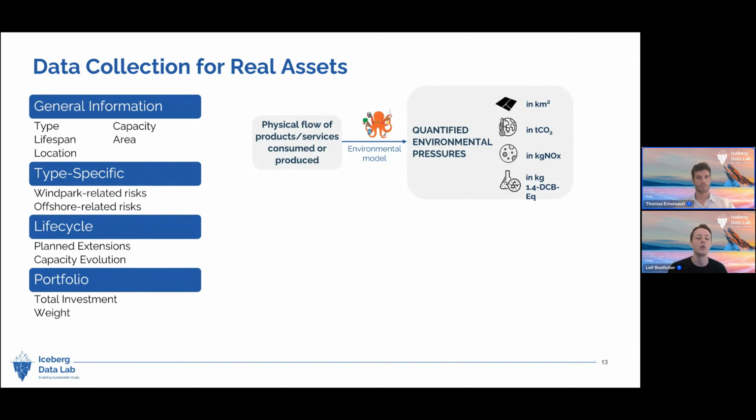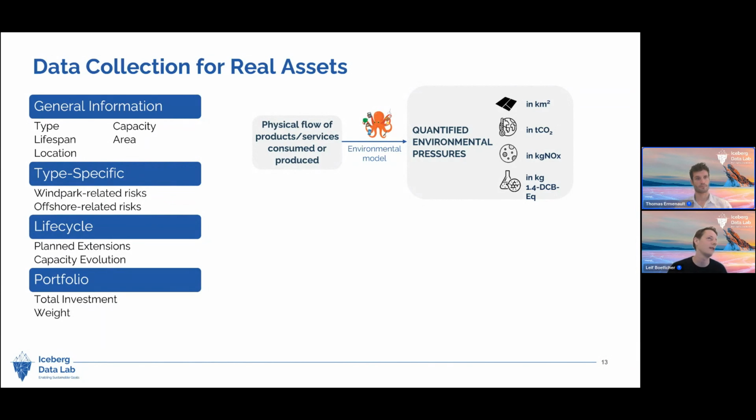Then we also need to know the type, because there is some information that only applies to certain types. For example, if I have an offshore wind park, there's some information I need to know that's irrelevant for a solar power plant. It might be, for example, the depth at which these offshore wind parks are planted, because this will have impacts on biodiversity as well.